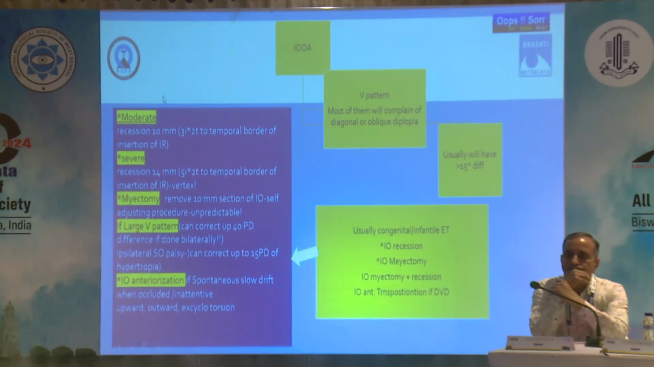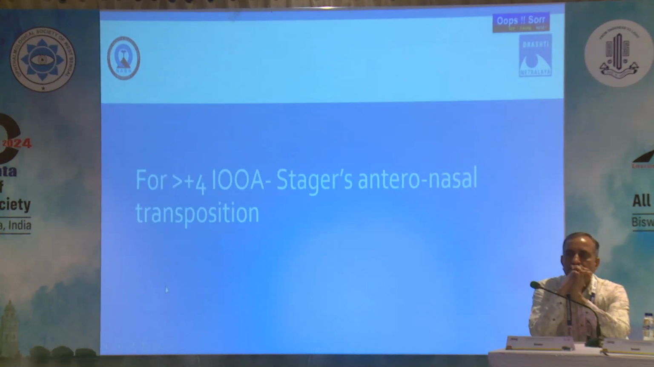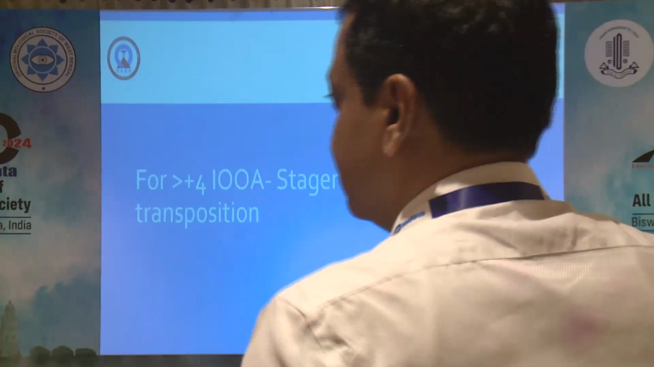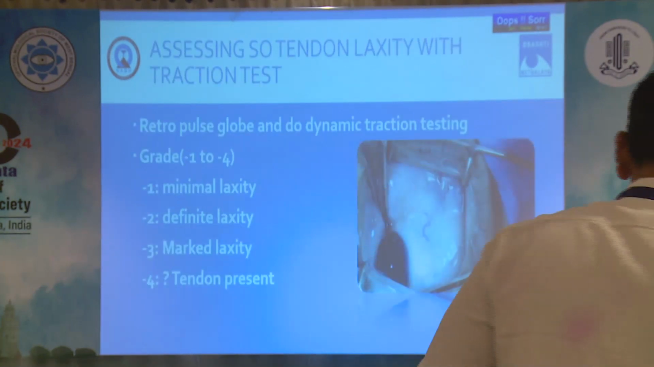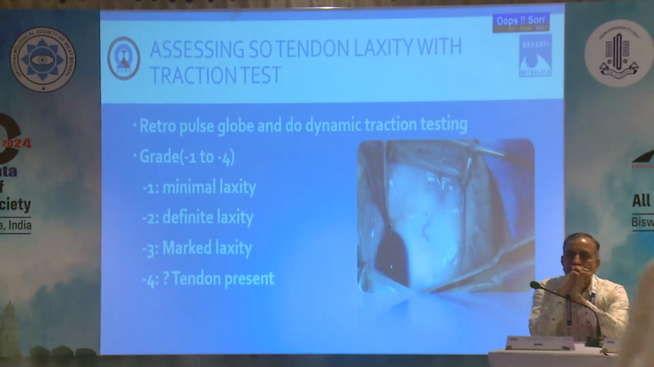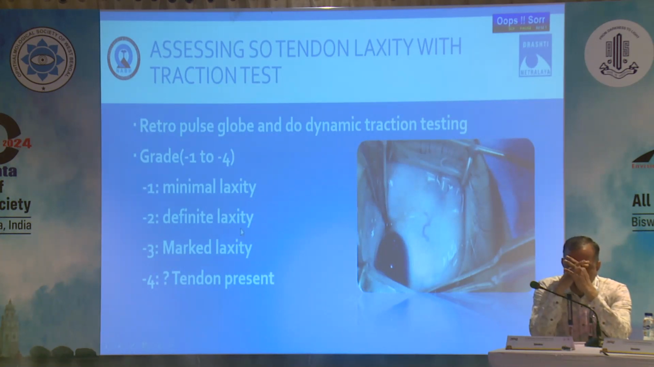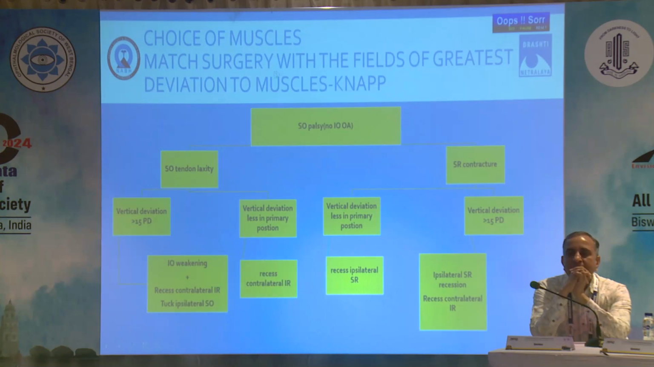So this is the algorithm: moderate, severe, and if it is IO overaction, if it is more, then we can go up to IO anteriorization also. So whenever there is +4 IO overaction, Stager's anteronasal transposition also can work very well. Whenever there is a retropulsed globe, you have to take care. Do the forced duction test for SO. If it is minimal laxity, definite laxity, marked laxity, or tendon absent. Yes. So according to that, we can develop the algorithm of SO palsy treatment.